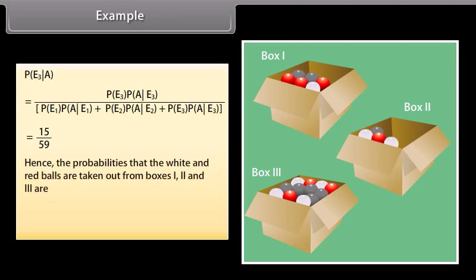Hence, the probabilities that the white and red balls are taken out from boxes 1, 2 and 3 are 33 by 118, 55 by 118 and 15 by 59.